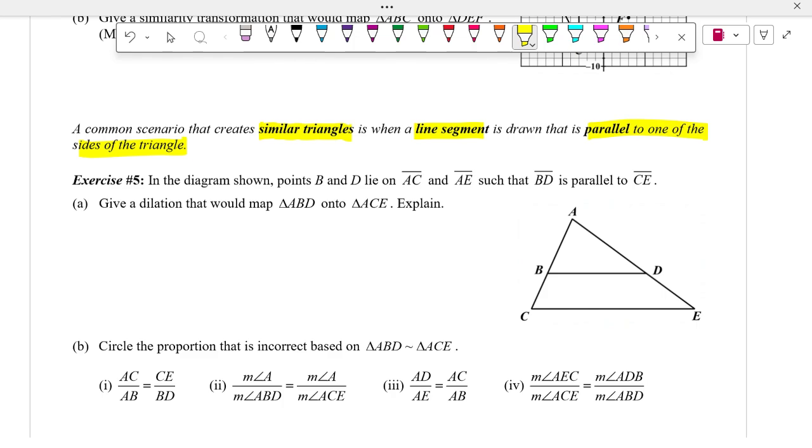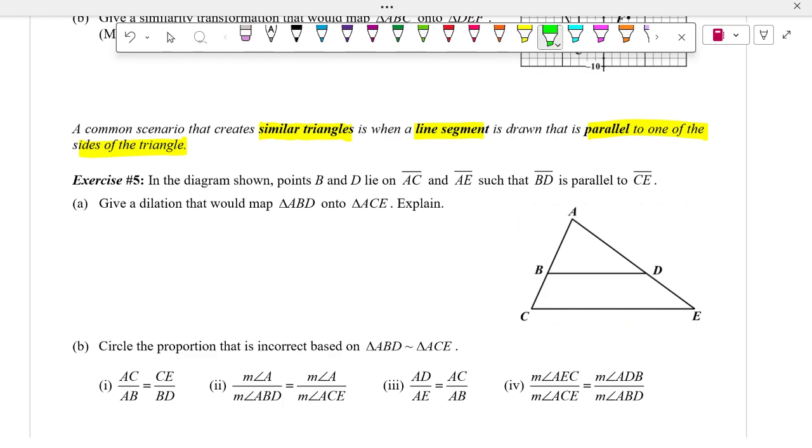All right. So even though this picture looks like it may be mid-segment, if you look closely, AD is clearly not the same as DE. Now you could argue it's not drawn to scale, but since we don't know for a fact that B and D are midpoints of their respective line segments that they're on, we can't say that BD is a mid-segment. We can, however, prove some similarity stuff.